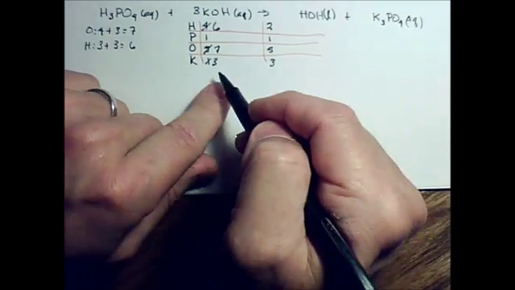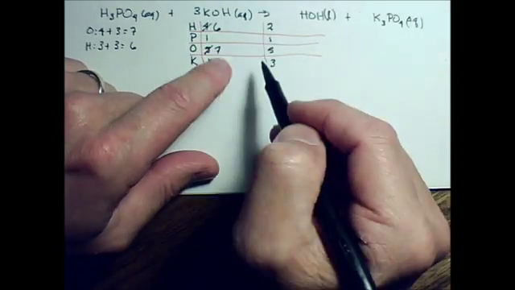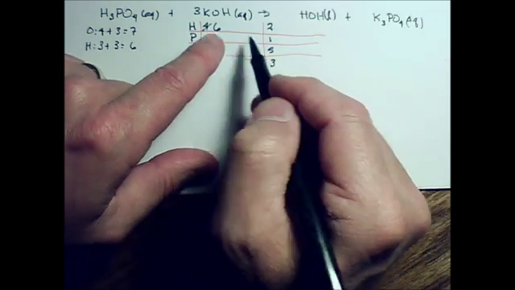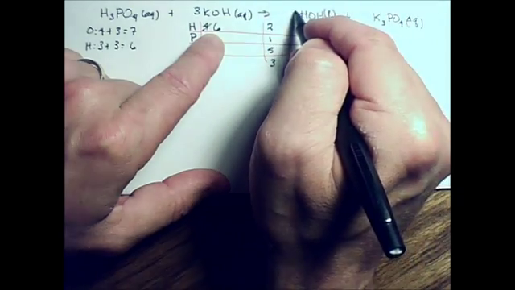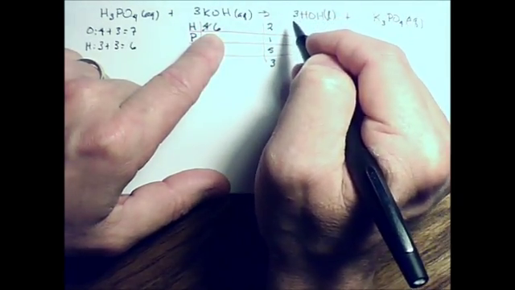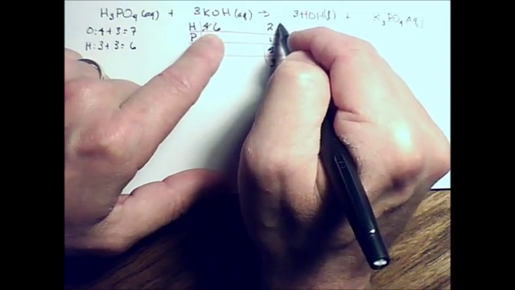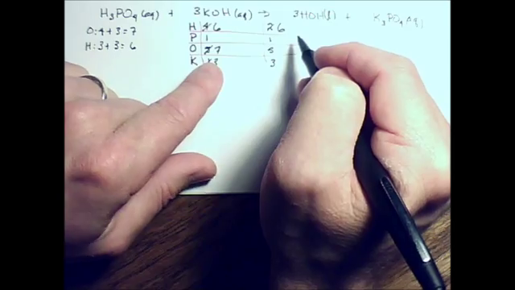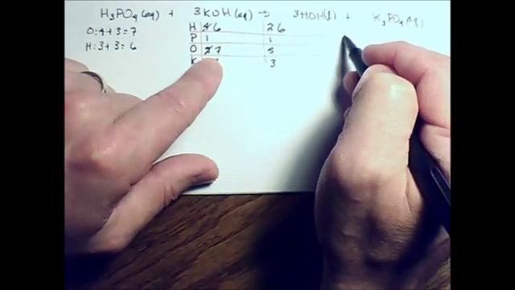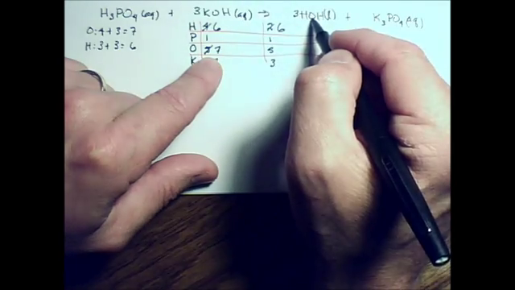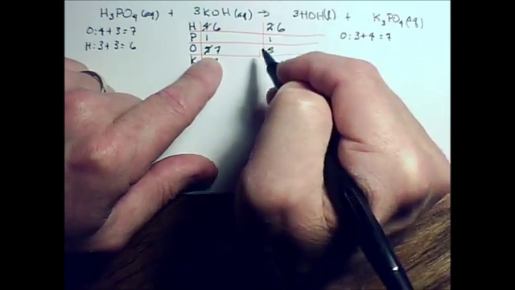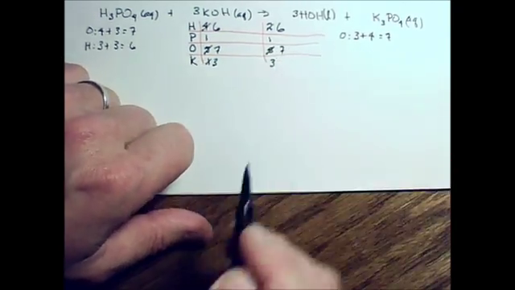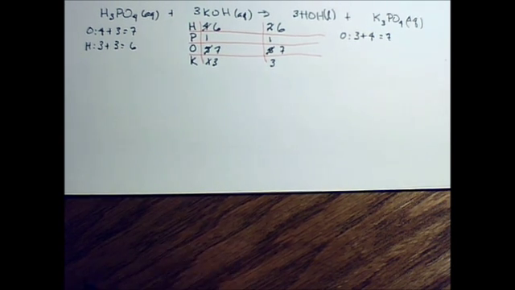Alright, so the potassiums are balanced, phosphorus is balanced, oxygen is last, hydrogen next to last. I need to balance the hydrogen now. If I put a 3 here, 3 times 2 gives me 6 hydrogens on this side, and that's balanced. To balance the oxygens, I want to have 3 oxygens here, plus 4 there, 7 oxygens, and now everything's balanced. Okay? Alright.